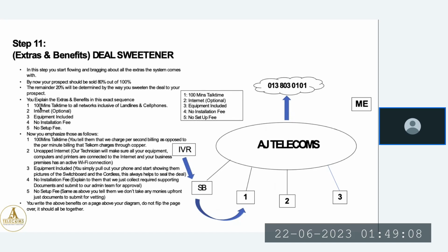So obviously, you tell the client you'll provide them with 100 minutes talk time, which they can utilize to call all networks, landlines, and cell phones. Obviously, there's going to be optional internet. If they've got internet, great. If they don't, we can provide them with internet. The equipment will obviously be included. There won't be any installation fee. There won't be any setup fee. And then you emphasize those as follows, as it's written below here. So you guys will have this training as well, right?